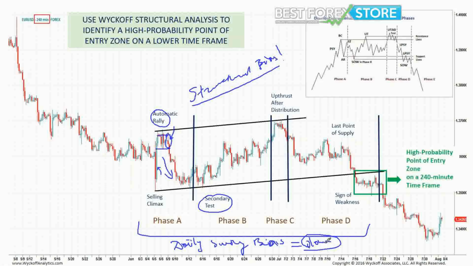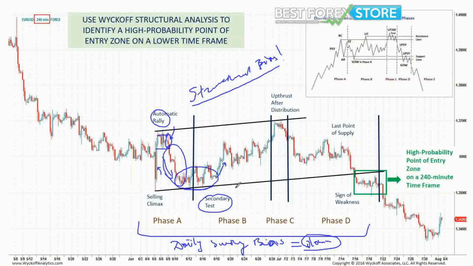This is where the two biases are going to be on the same page. So this is a high probability trade for us. We can even increase a position here, right? Then here, as we're starting to go up, what's the daily swing bias? Still down. But what's the structural bias?